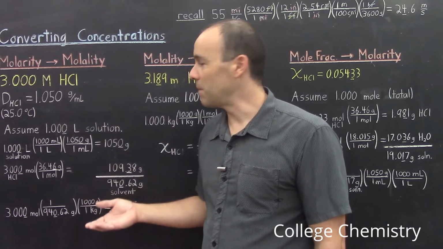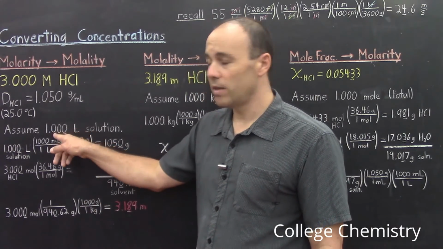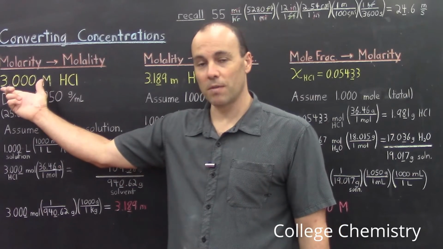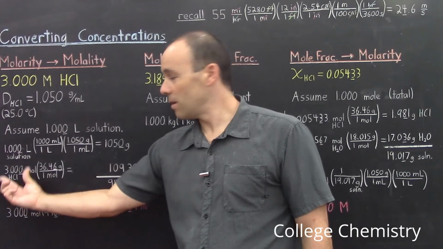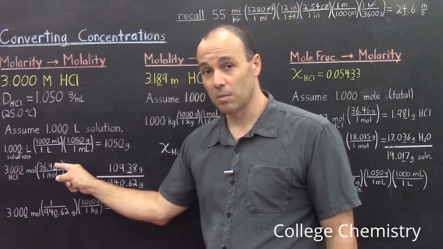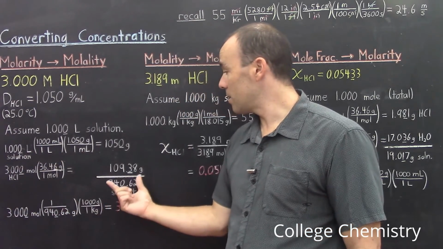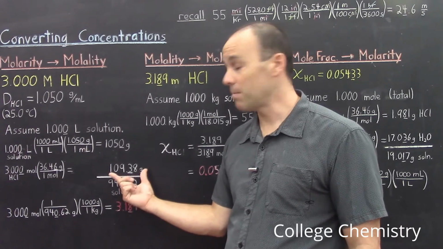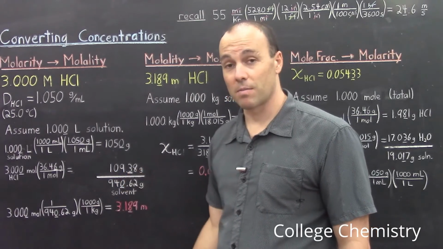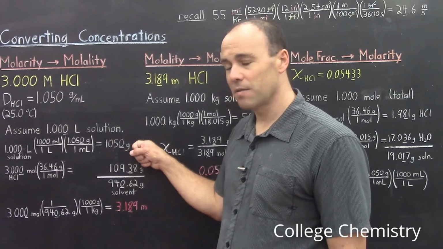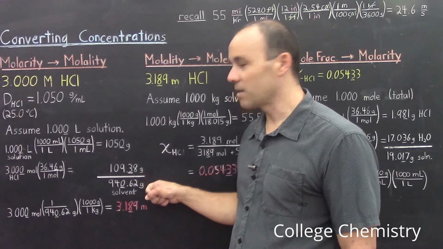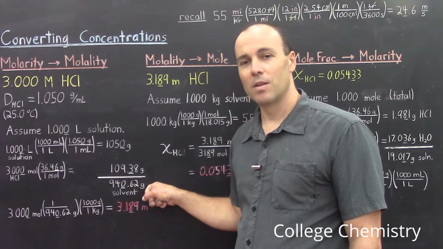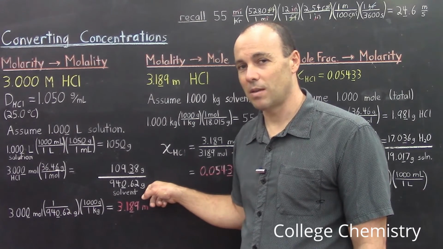Now we can do that because we know in 1 liter of solution we have 3 moles of HCl. So we can take our 3 moles of HCl, convert it to grams using the molar mass, and that means we have 109.38 grams. So we take our mass of solution, subtract the mass of the solute to get the mass of the solvent. So now we have all the pieces that we need.